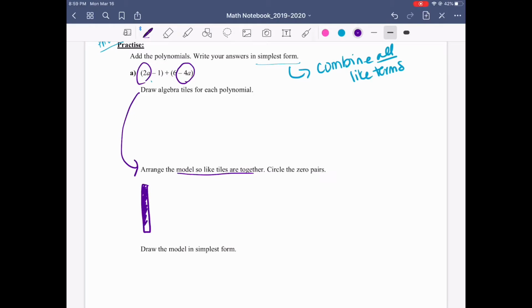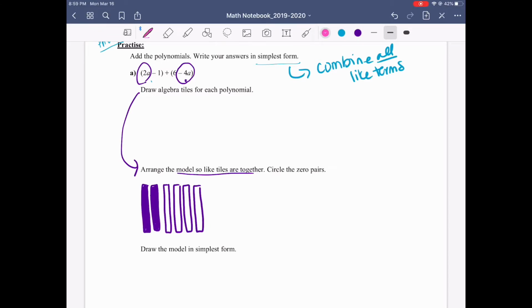So I have 1, 2. By the way, guys, any variable represents the x tile. Okay, so if it was 2a squared, I would draw the x squared tiles. It doesn't actually have to be the letter x to use the x tile. So we have 2 positive x tiles and 4 negative x tiles. So negative means that they are not going to be filled in. So 1, 2, 3, 4.